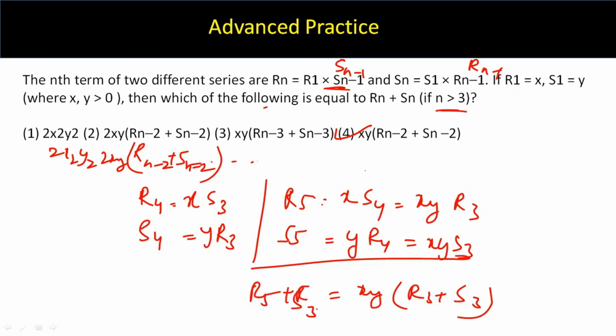Okay, now he has seen the options. So this is gone, this is gone, this is also gone, because when n is 5, it has to be R3 plus S3. Hence the only correct option is 4. Either you can do this, or you can also make a table R1, S1, R2, S2, and then analyze it. Only option 4 matches.